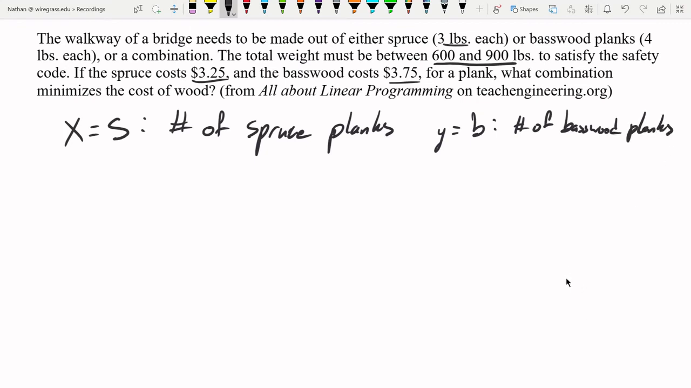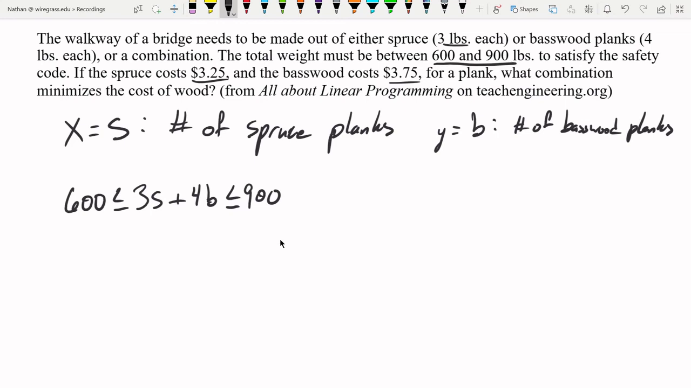Okay. Now, we know that it's going to be 3 pounds per spruce plank and 4 pounds per basswood, and the weight must be between 600 and 900 pounds. So really what we're saying here is that if we take 3 times S, that's the total weight of the spruce planks, and add that to 4 times B, that's the total weight of the basswood planks, this must be between 600 and 900 pounds. I think we can actually make that equal to.